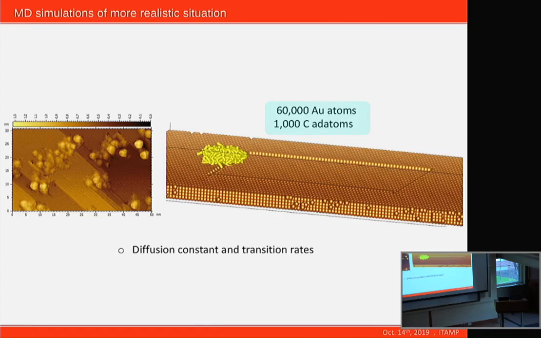So the goal is now to calculate the diffusion constant, to see how the transition rate between these potential wells that we talked about, something like this, or the B and A that I showed you before, how these play a role in the electric field noise effect that I showed you before.